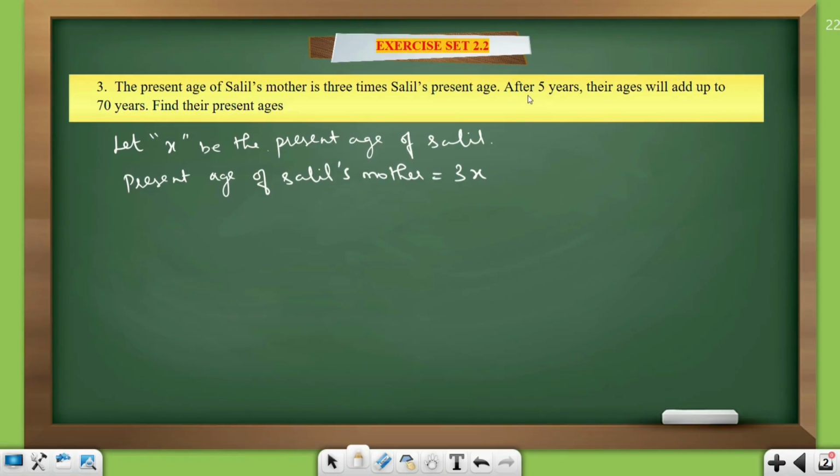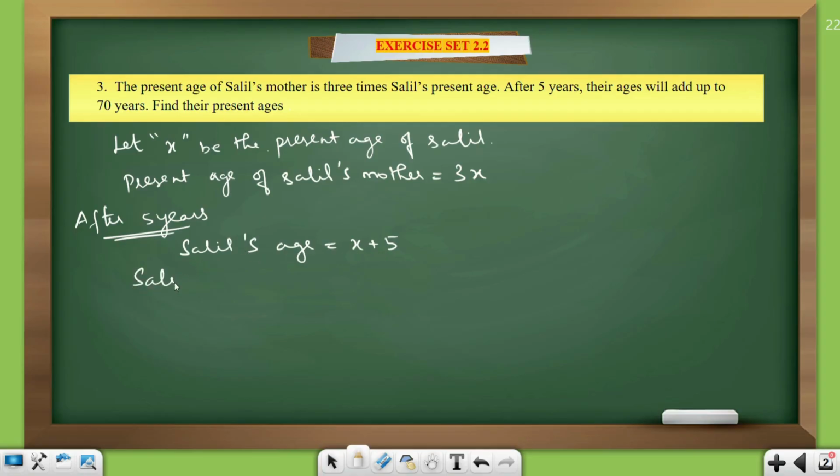For that, the next clue is after 5 years their ages will add up to 70. Which means after 5 years Salil's age and Salil's mother's age, the sum should be equal to 70. So let's find the age of Salil and Salil's mother after 5 years. Currently Salil's age is x. So after 5 years, what would be Salil's age? Salil's age is x plus 5, because current age is x.